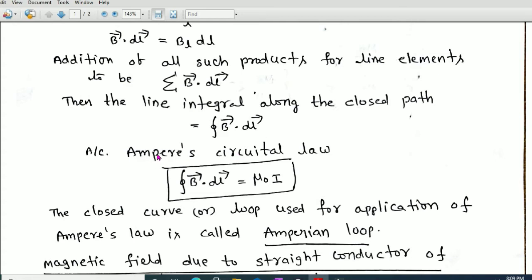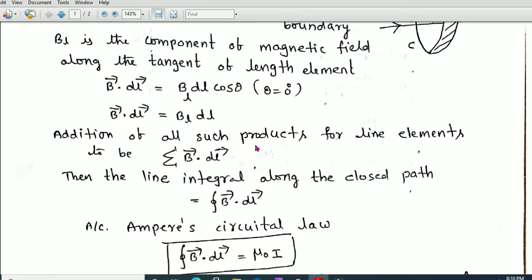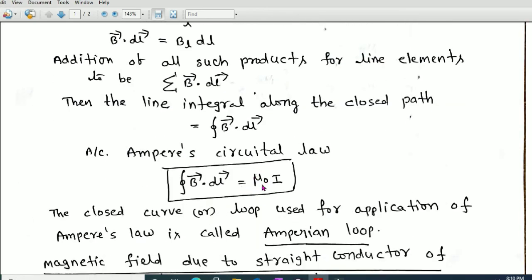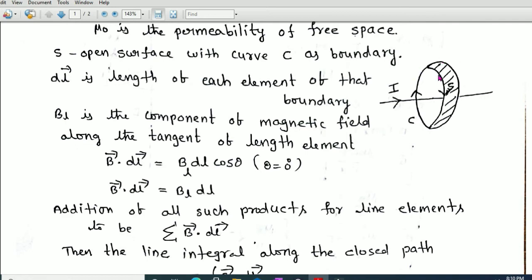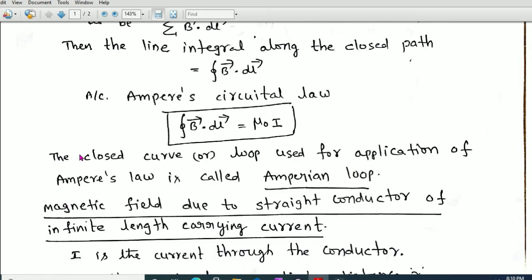So according to Ampere's circuital law, as we have already discussed, the closed integral of B bar dot dl bar is equal to mu naught times the current enclosed by the surface. Here we have used a curve for the application of Ampere's circuital law. The closed curve or loop used for the application of Ampere's law is called an Amperian loop.